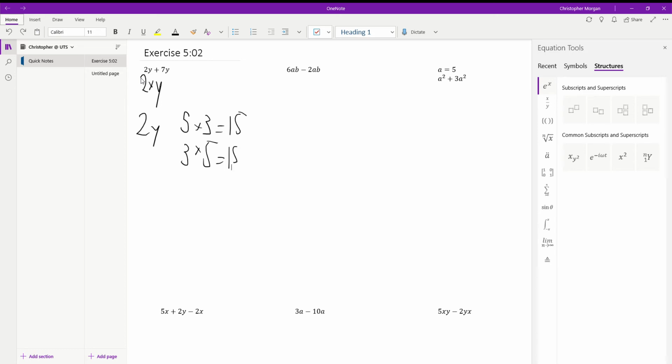So we are allowed to write them in any order because of that times sign. So we could write that as y2, but the normal way that people write it is with the number in front and then the letter.